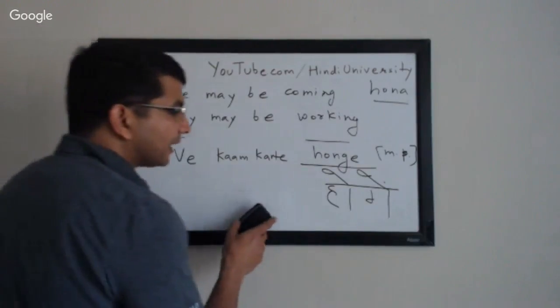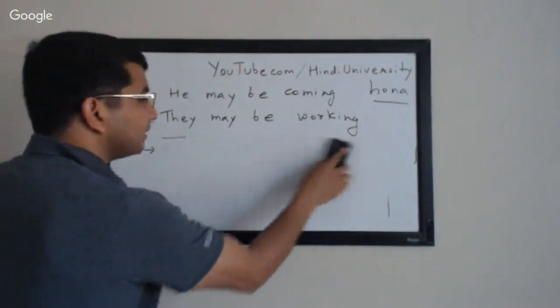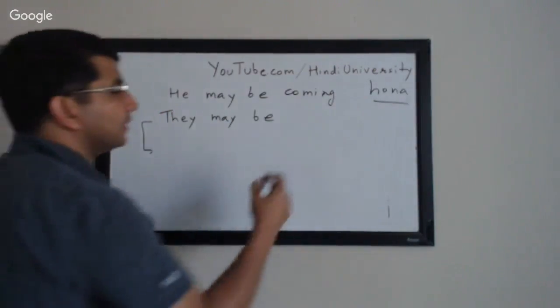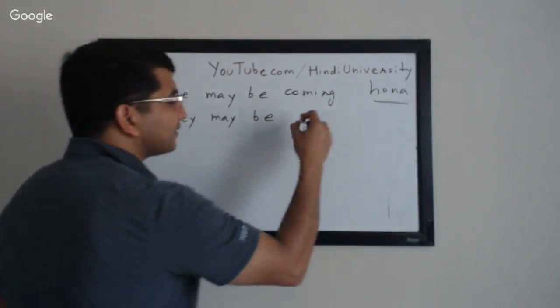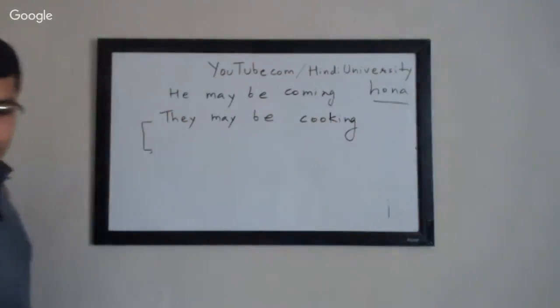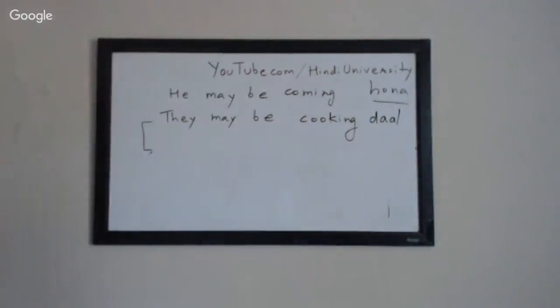Now that you've covered it, let's look at another one. How do you say: they may be cooking, let's say, dal? Now that you know the structure, hopefully this will be easier for most of you. How do you write or say this in Hindi? Again, this is the doubtful present. You don't know whether they are doing it or not; you are just anticipating. How do you say that? I'm going to give you the time.